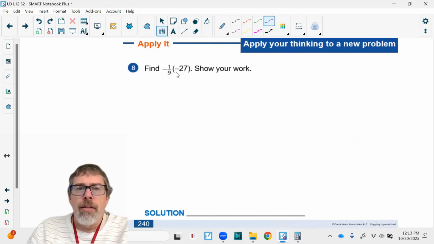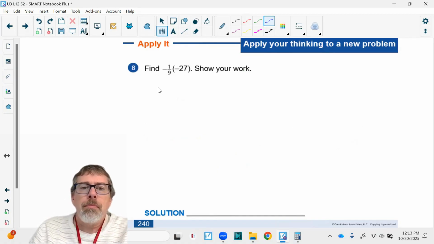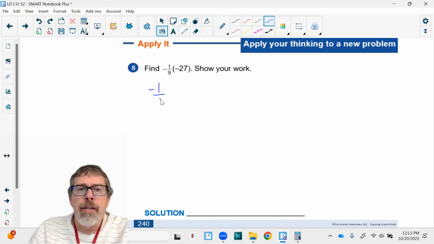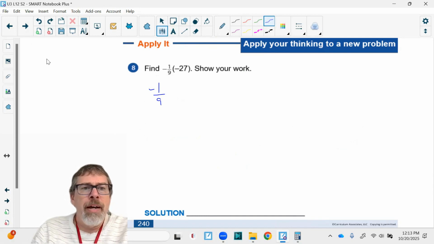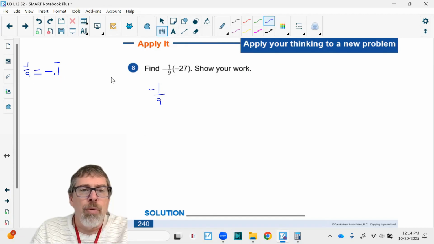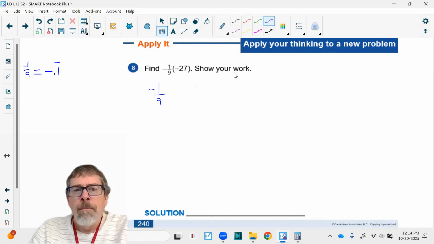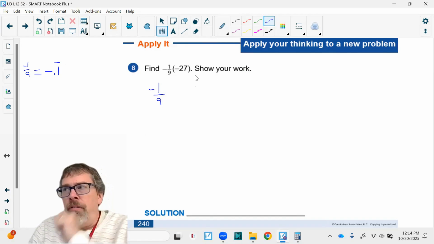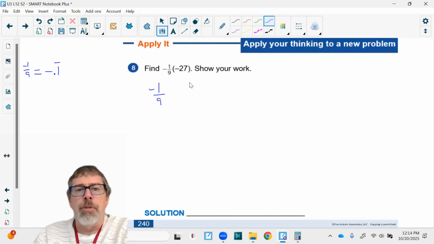Find negative 1/9 times negative 27. So I'm going to leave negative 1/9 a fraction, because we have a rule that if you divide by 9, negative 1 divided by 9 is going to be a negative, right? Negative divided by positive is negative. And whenever we divide by 9, we're going to get a repeating decimal of that number. So negative 1 divided by 9 is negative 0.1 repeating, or 0.1111111 forever and ever. So since we're multiplying, we don't want to be here forever, so don't make it a decimal.